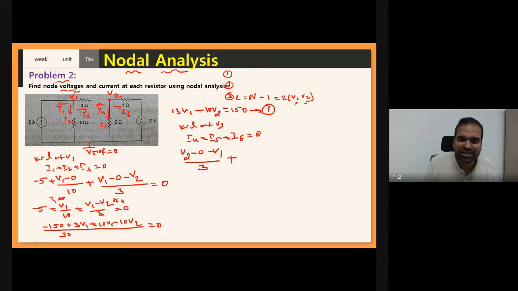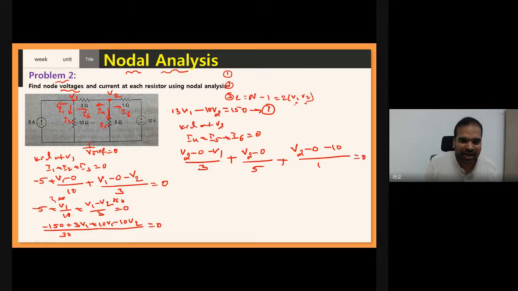Now here I5 means one terminal V2 is connected, another terminal of the 5 ohm is connected to reference. Therefore, V2 minus 0 by 5 plus, see, I6 means one terminal of the 1 ohm is connected to V2. So another terminal, this is reference equal to 0. Another terminal is 10. Minus 10 by 1 ohm equal to 0.